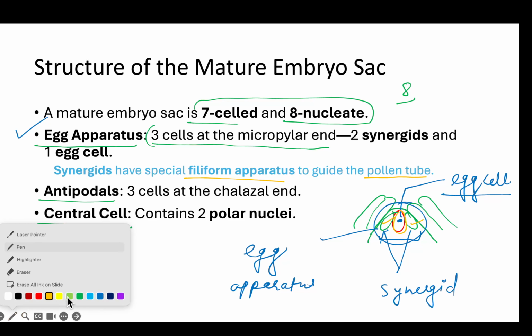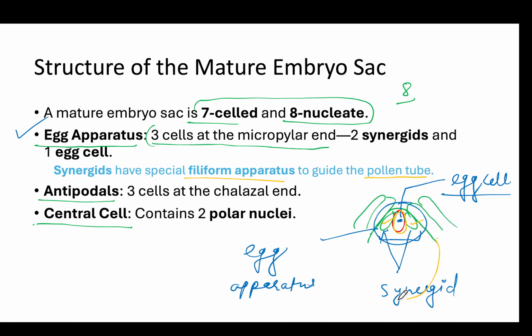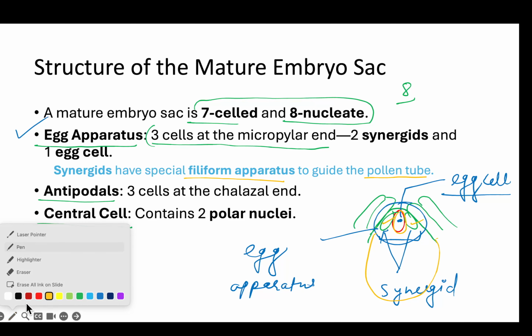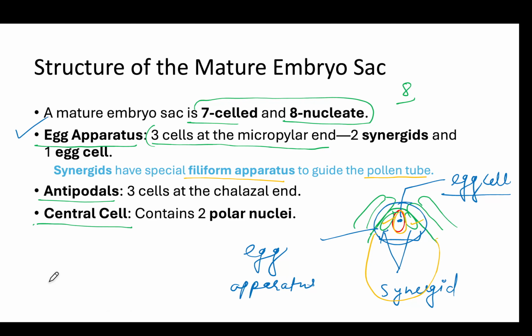Now let's talk about the opposite end of the ovule. Till now we learned about the structure present at the micropylar end. The opposite end, we already know, is at a far place, the chalazial end, right? At the chalazial end as well, 3 cells are present. Since they are on the opposite side, we call them antipodal cells.